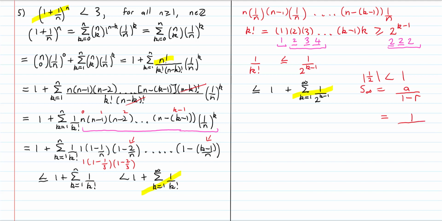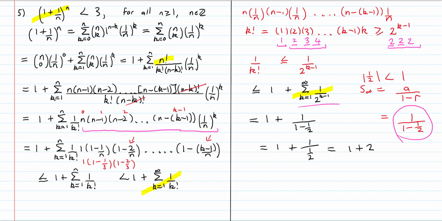And that's going to be over 1 minus r, where r is 1 over 2, so 1 minus 1 over 2. So we'll substitute that into this term here. What we're going to get then is this is all going to be equal to 1 plus 1 over 1 minus a half. So that's going to be equal to 1 plus 1 over a half, which equals 1 plus 2, which is equal to 3.